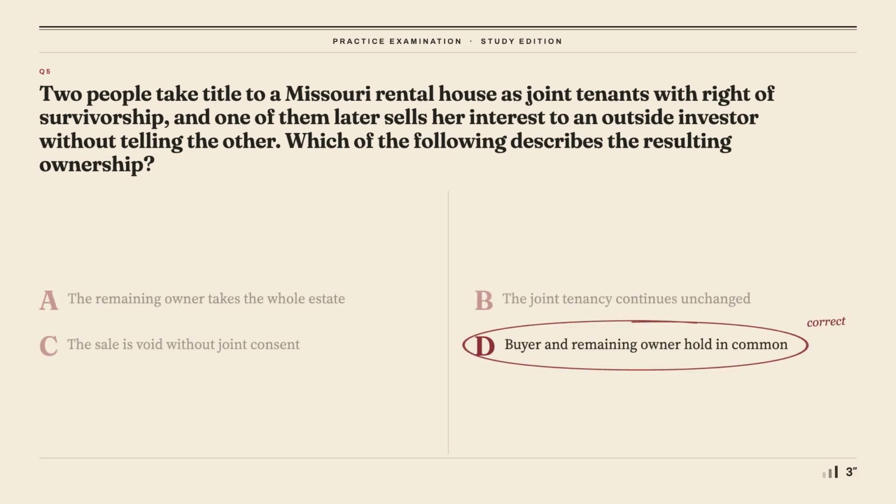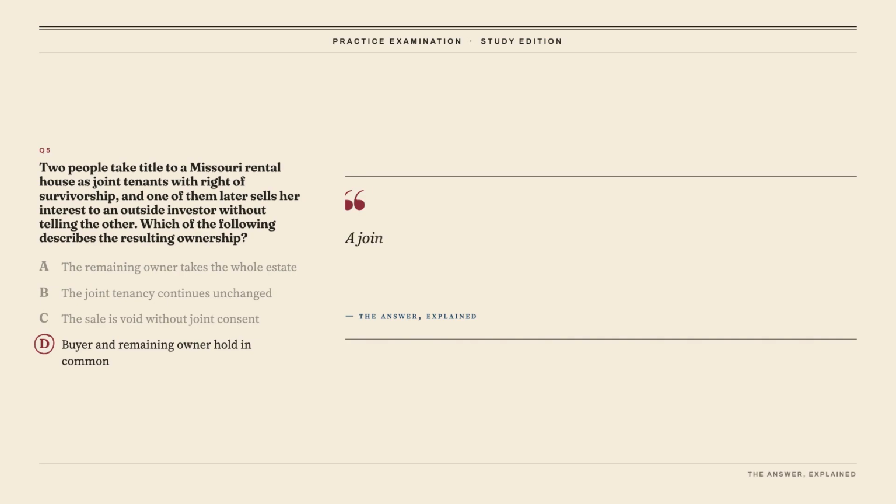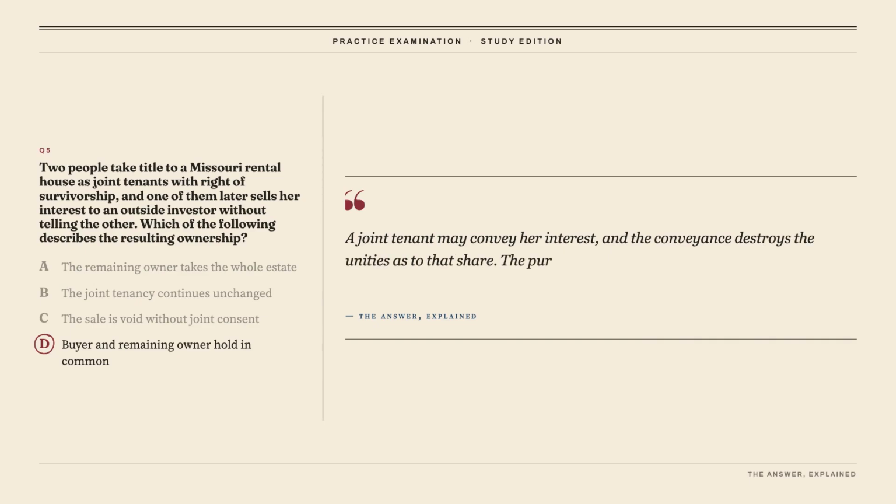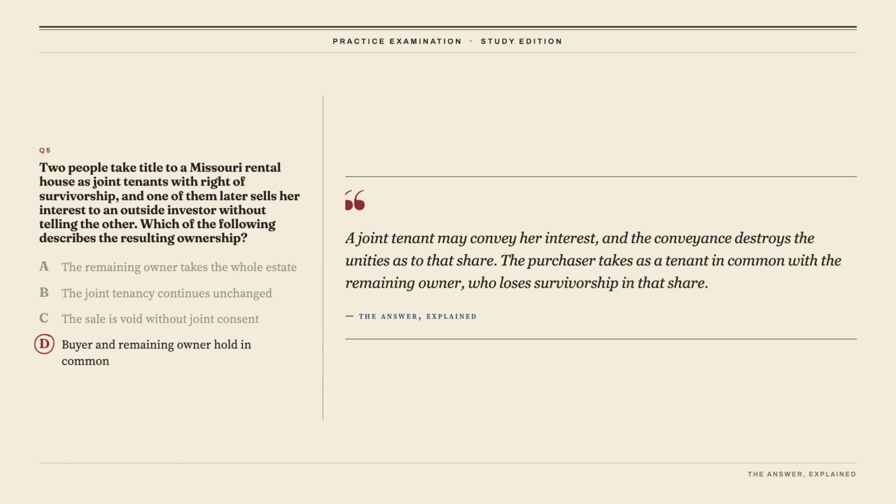The correct answer is D. Buyer and remaining owner hold in common. D is correct because a joint tenant may convey her interest, and the conveyance destroys the unities as to that share. The purchaser takes as a tenant in common with the remaining owner, who loses survivorship in that share.